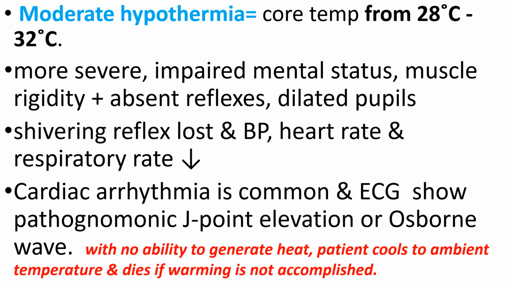Moderate hypothermia, core temperature from 28 to 32 degrees centigrade. More severe, impaired mental status, muscle rigidity, absent reflexes, dilated pupils, shivering reflex lost, and blood pressure, heart rate, and respiratory rate decreased. Cardiac arrhythmia is common, and ECG shows pathognomonic J-point elevation or Osborn wave. With no ability to generate heat, patient cools to ambient temperature and dies if warming is not accomplished.